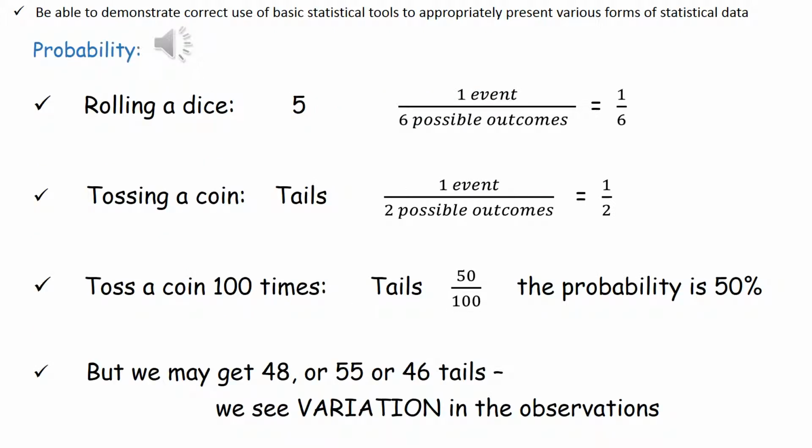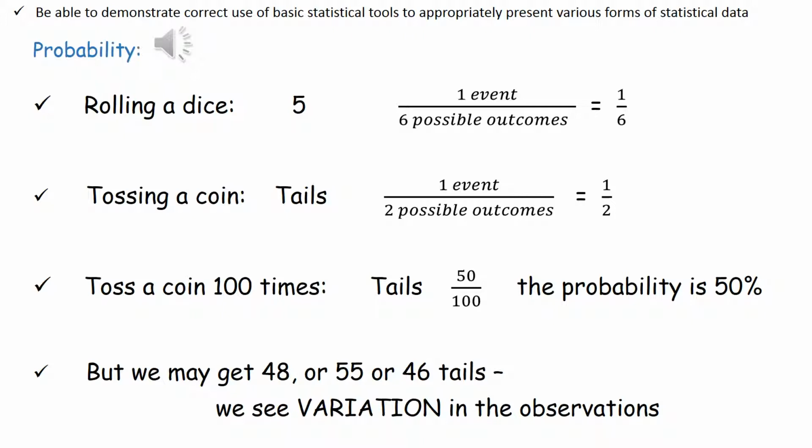So in the event of rolling a dice, if we wanted the outcome to be 5, well then we have one event. That event is rolling a 5. But there are 6 possible outcomes. We could roll a 1, a 2, a 3, a 4, a 5 or a 6. So in the event of rolling 5 and 6 outcomes, we have a probability of 1 in 6.